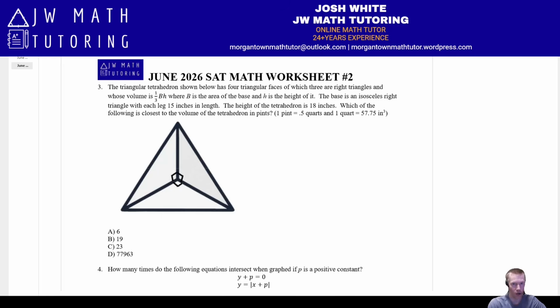So step 1, if we read through this, it tells us that the base, which is this thing right here, is an isosceles triangle, and each leg is 15 inches in length. So this is 15, this is 15. That means the area of the base, or the B, is going to be 1/2 times base times height, except they're each the same. So it's going to be 225 over 2. You can divide it to a decimal; I just kept it as a fraction to plug into Desmos. And then the height is also given here as 18 inches.